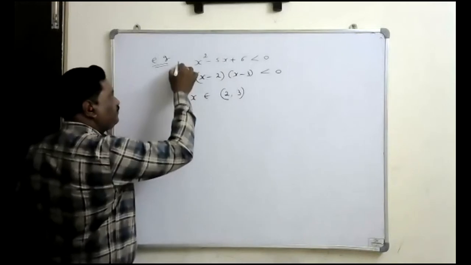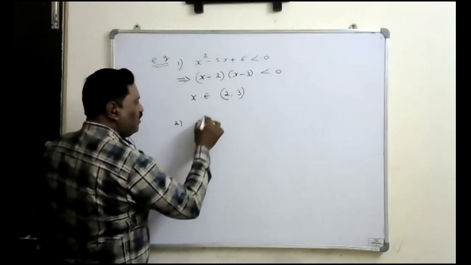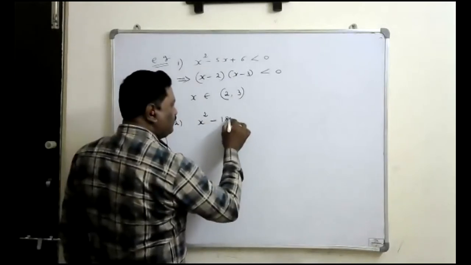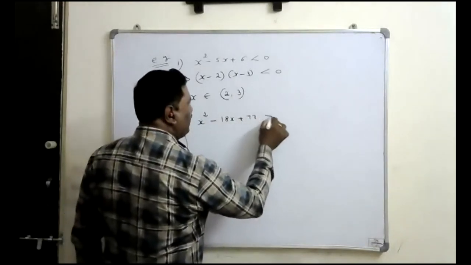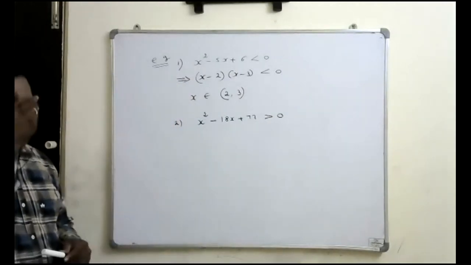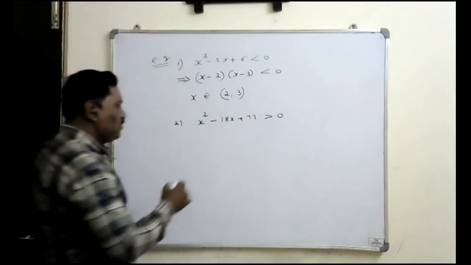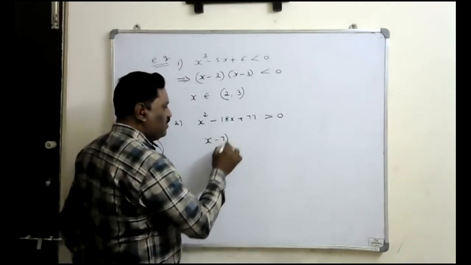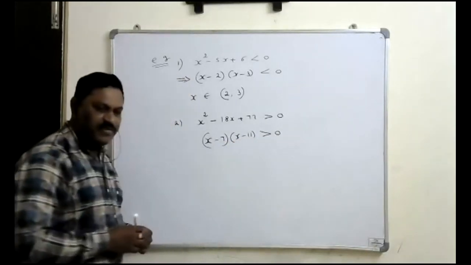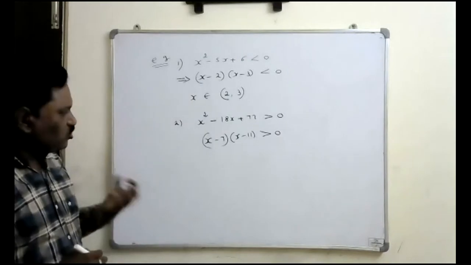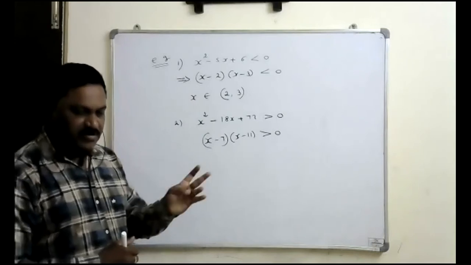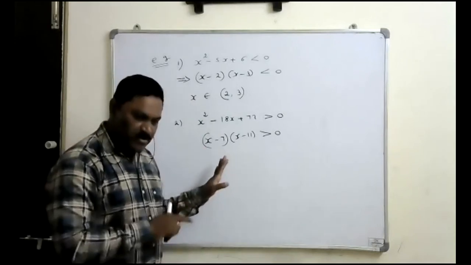Similarly, suppose x square minus 18x plus 77 is greater than 0. Suppose this is the inequation. Tell me what are the factors of it? x minus 7 and x minus 11 will be the factors, right? Minus 7, minus 11. What are the roots of this? 7 and 11. So the smallest is 7, the bigger is 11.